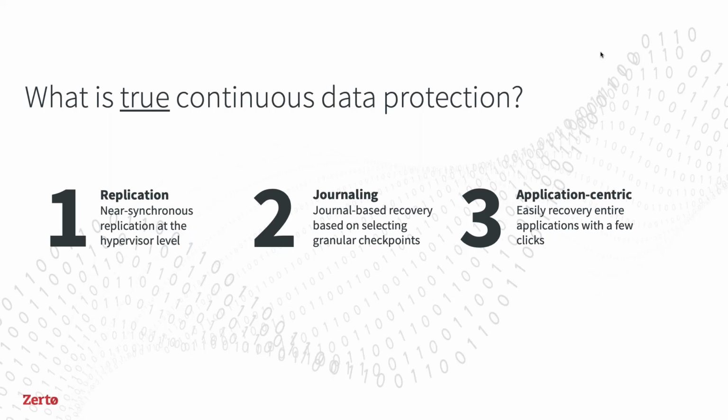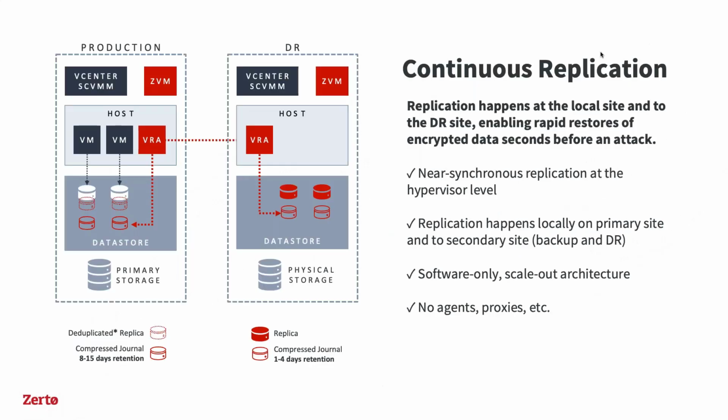Now, what I'm going to do here with what we do at Zerto is walk through what makes our replication special, our journaling, our application-centric approach, and walk you through our architecture at the same time. If you think about what we do at Zerto with continuous replication, our replication happens at the hypervisor level. It's near synchronous replication.